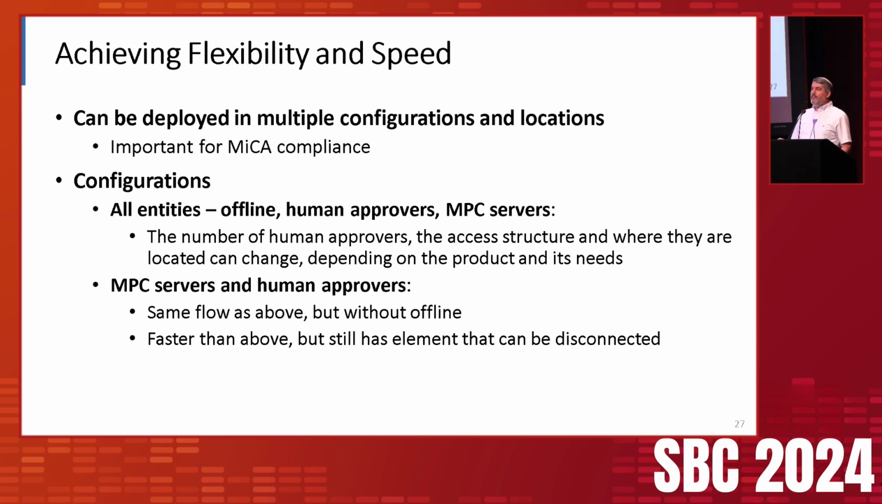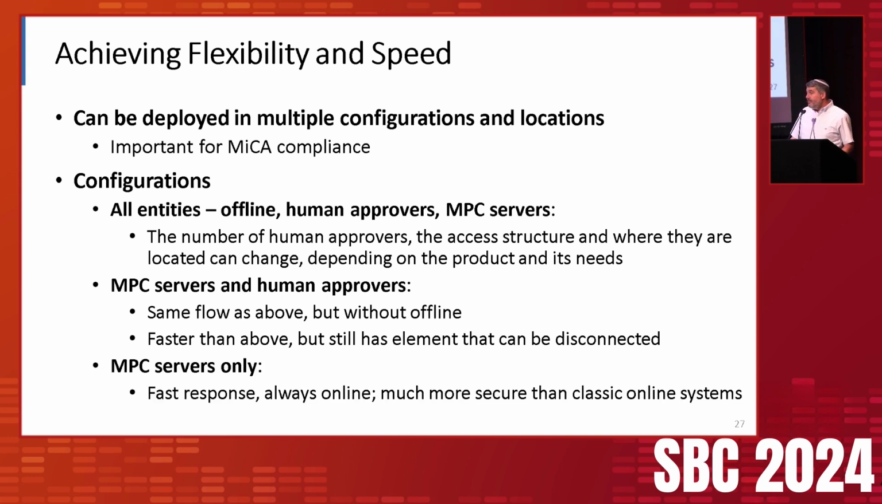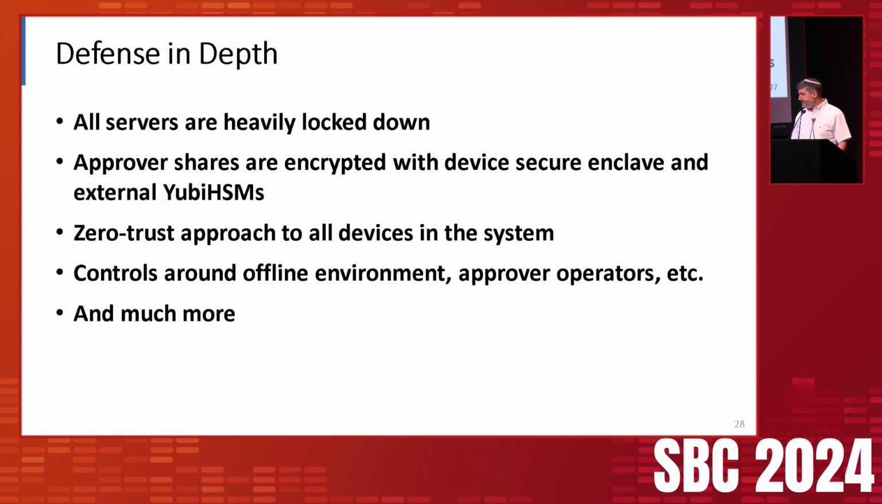It's faster than above, but it still has the human approvers who can disconnect their machines to prevent the material being online. And you can have a system which is fully online, or MPC servers only, with very fast response time. This will still be much, much more secure than classic online systems because there's no single key sitting on any machine. Attestations are verified by all of the machines, and you can have strong separation between the MPC servers as well, but you'll get essentially the same response time in practice as a single server.